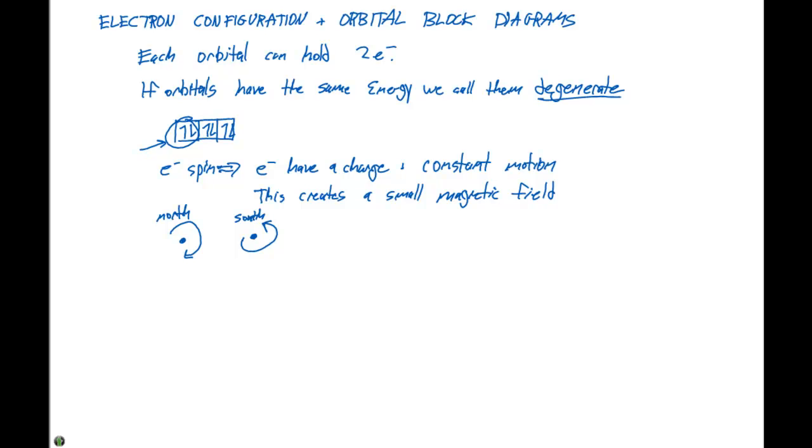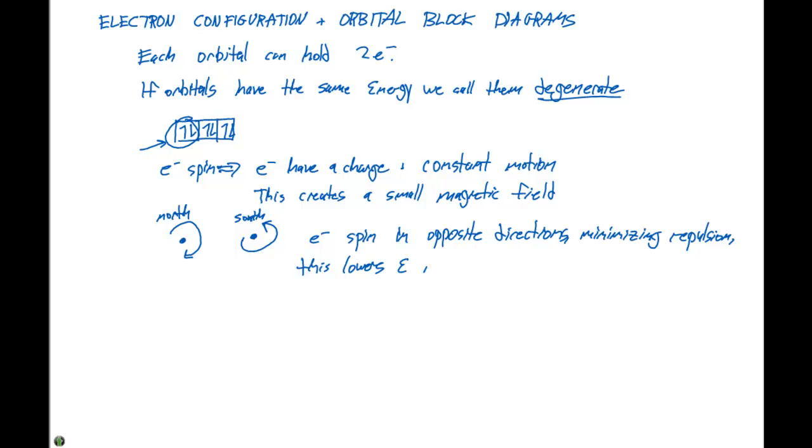And what's going to happen is that electrons spin in opposite directions, minimizing repulsion. This lowers energy, making the atom more stable.